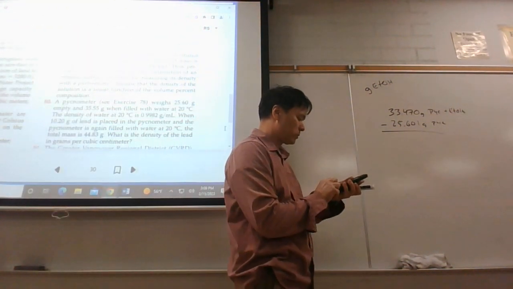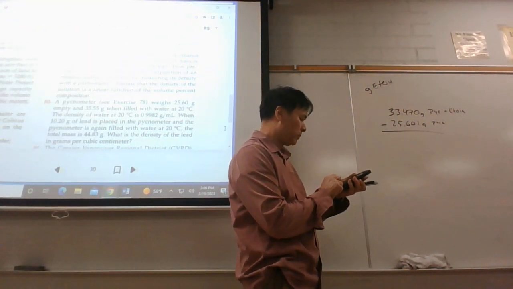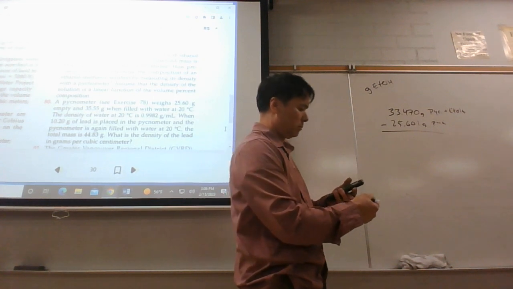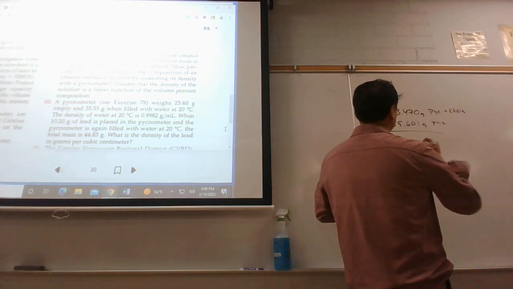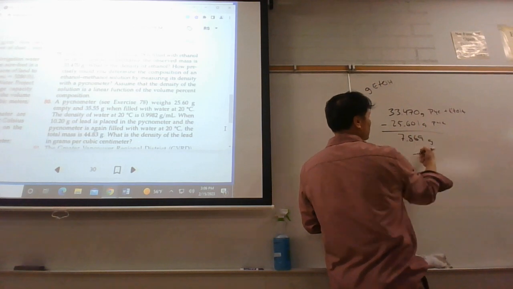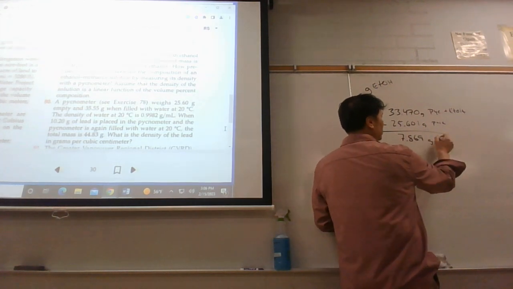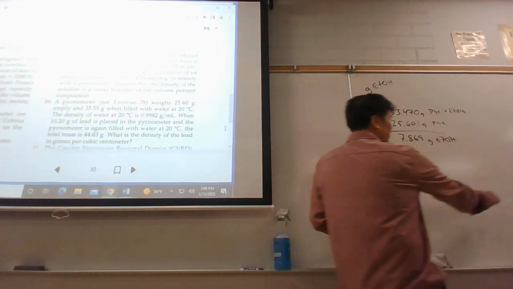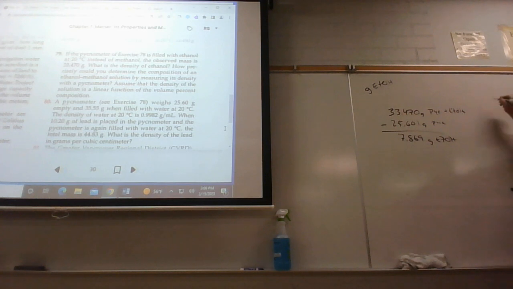So 33.470 minus 25.601 equals 7.869 grams. We're allowed 3 decimal places, so we have 4 sig figs in our answer here for ethanol. The volume is 9.969 milliliters, so the density of ethanol is going to be 7.869 grams divided by 9.969 milliliters.